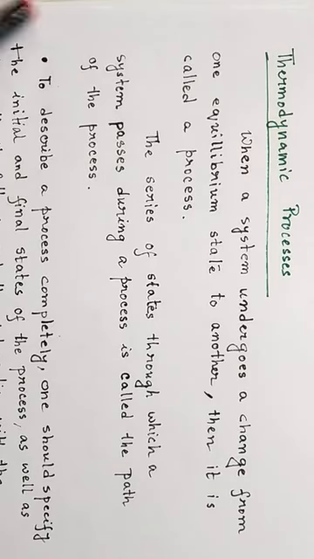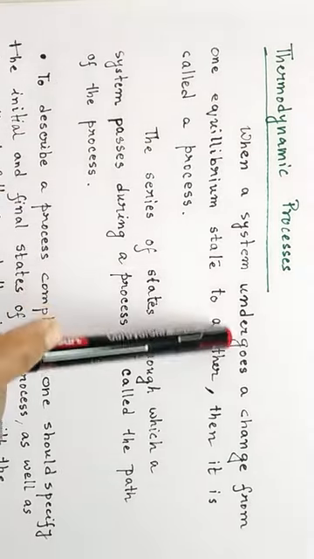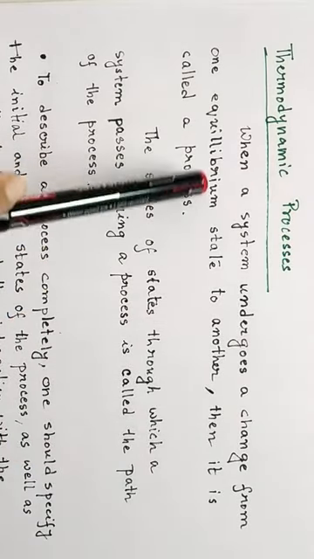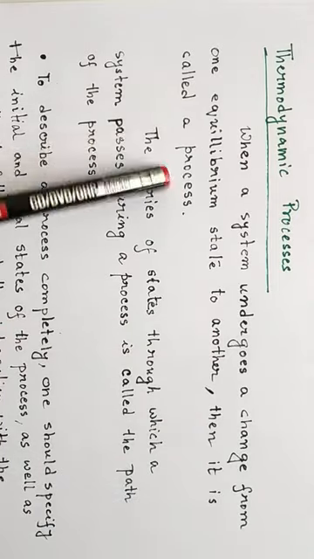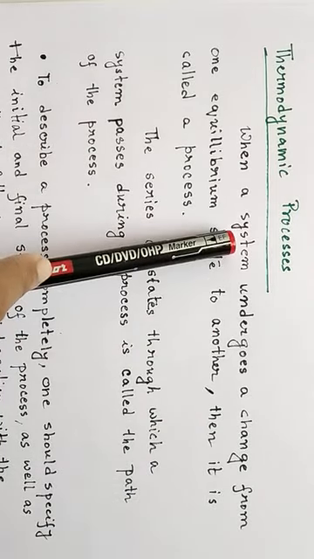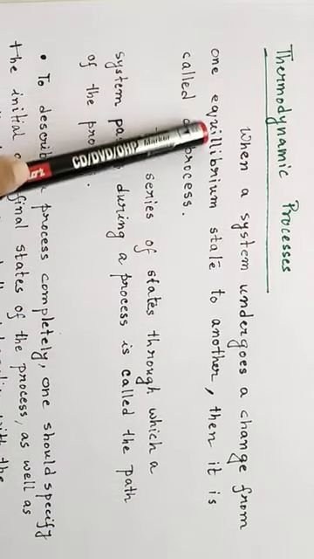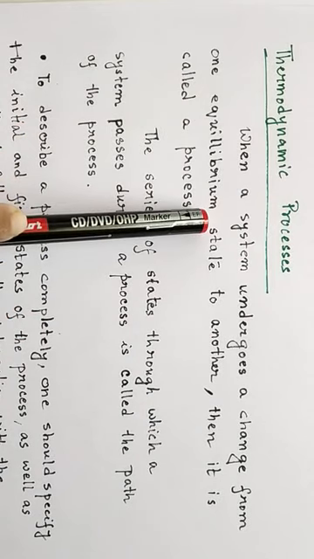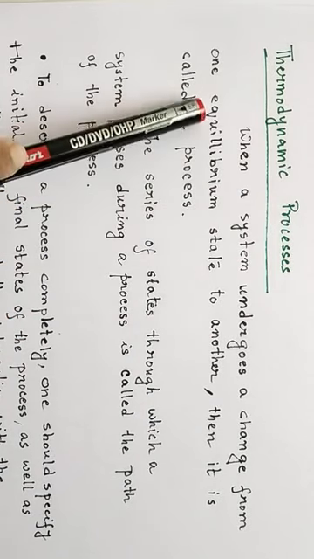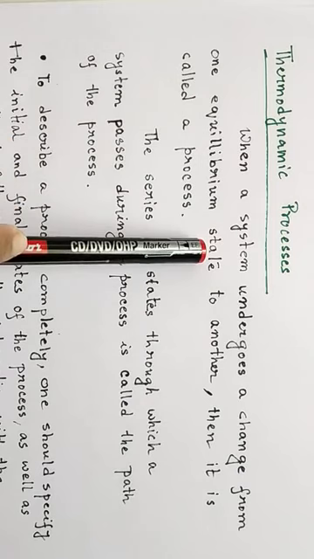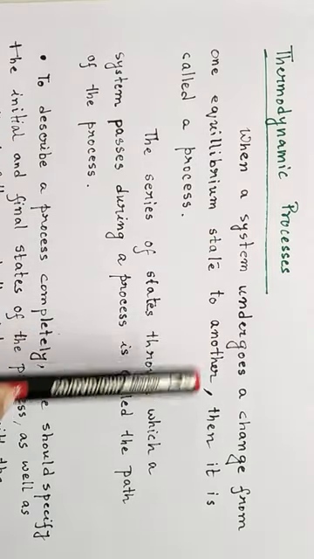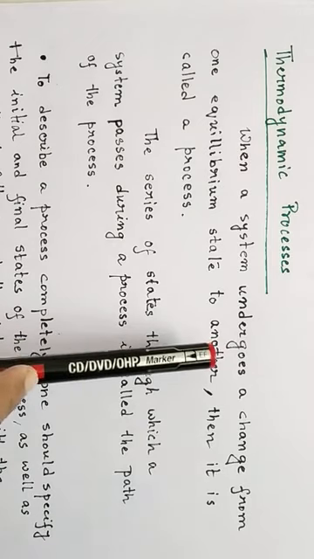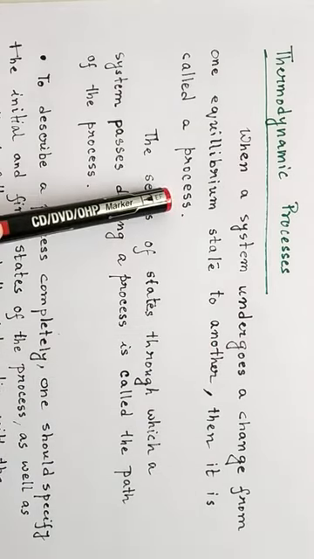Next topic we'll discuss is the thermodynamic process. When a system undergoes a change from one equilibrium state to another equilibrium state, it is called a process. Suppose you have one system, initially at some equilibrium state. Now by some external influence this equilibrium state is disturbed, then it will settle for a new equilibrium state, and that is called a process.